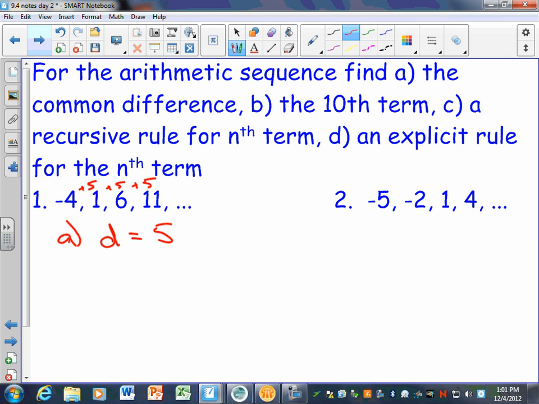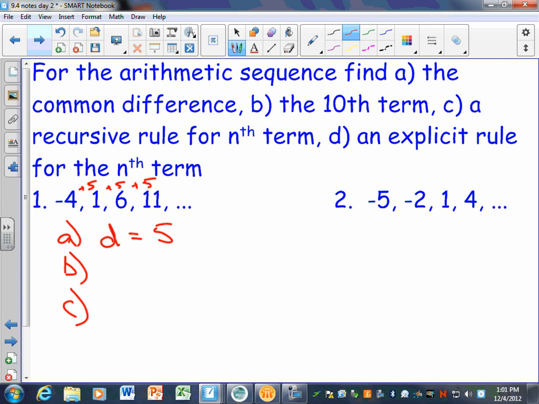The 10th term. Could we find the 10th term right now? We could. We could just keep adding 5. But let's wait. Let's use our rule later. So I'm going to skip part B. It's okay if you go back to it, because that's how the book writes it. So I try to do the examples just like the homework, so that when you get to the homework, you have a lovely example to look back at.